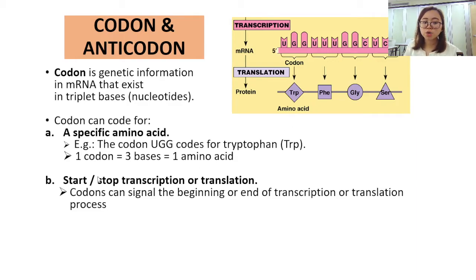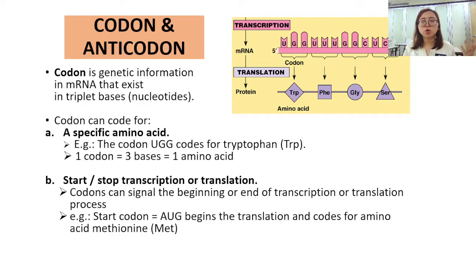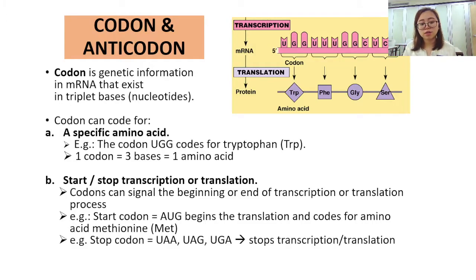Whereas if your codon is coding for a start or stop codon, that means your codons are signaling the beginning or end of a transcription or translation process. If it is coding for a start codon, first example, then that means your start codon will be AUG, and it begins the translation for that gene. It will also code for amino acid methionine. If your codon is coding as a stop codon, that means it's either UAA, UAG, or UGA. And once the enzymes reach there, it will basically stop the transcription or translation.